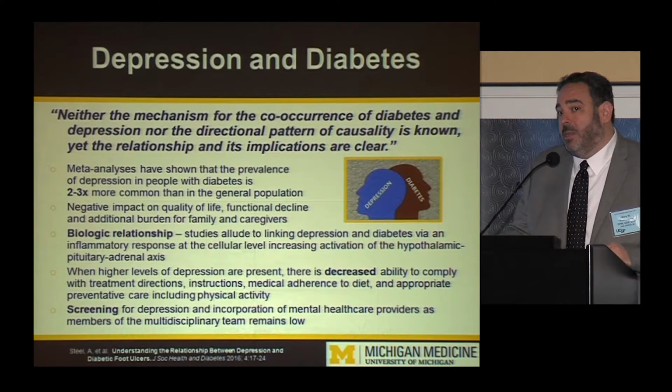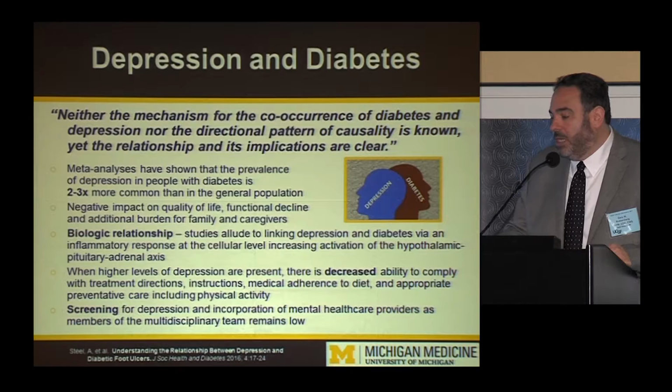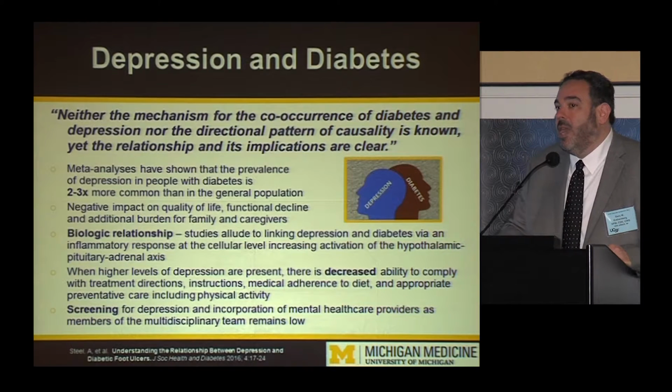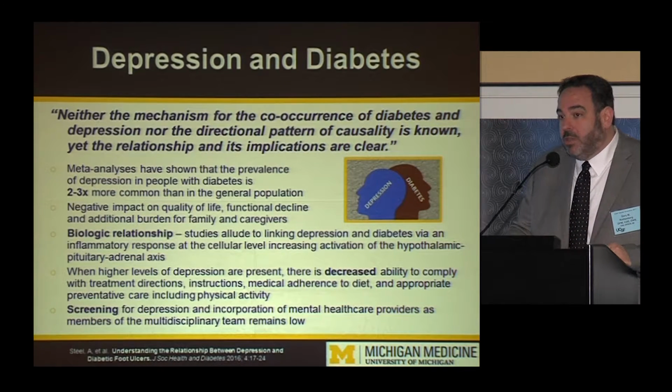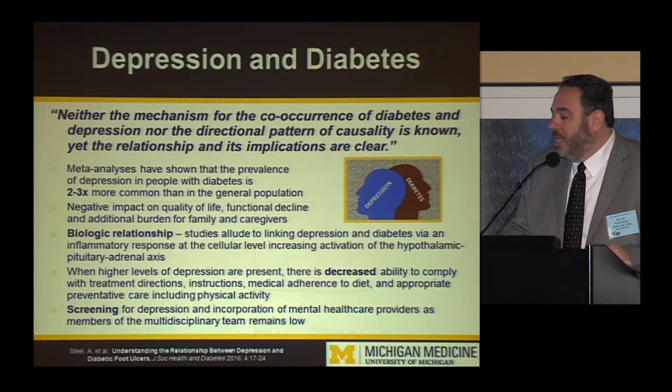Again, the evidence-based medicine shows that people with diabetes have a 2 to 3 times higher incidence of depression than the general population. And we know that there's a negative influence on overall care. The interesting part to me is now we're exploring potential biologic relationships, or at the basic science level, chemical markers of what's happening among patients with diabetes in developing depression as well.